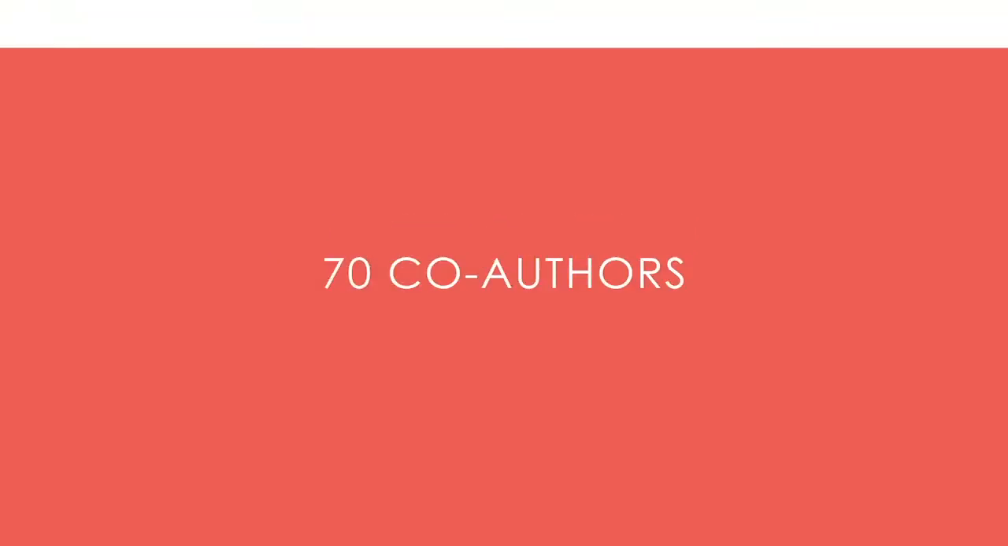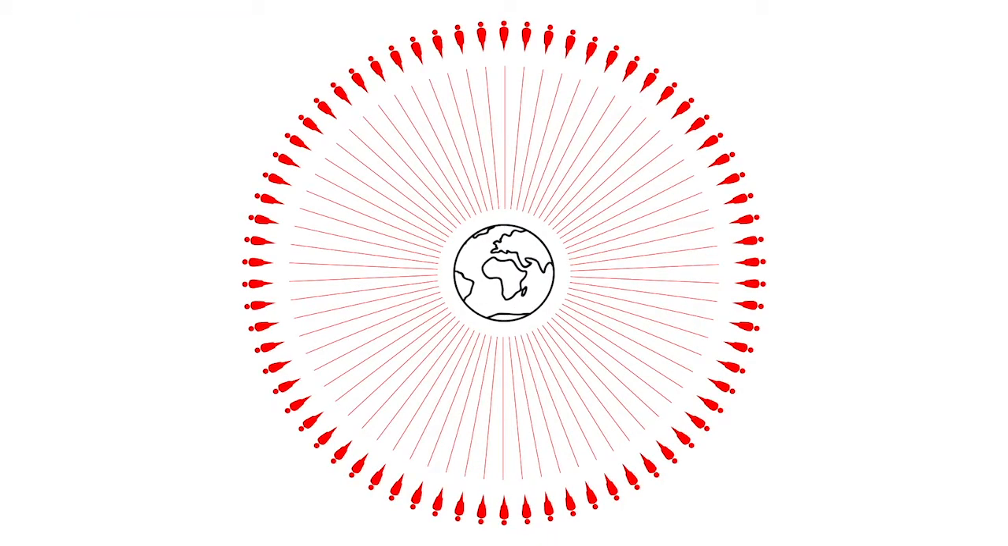So we created a network of 70 co-authors located all across the globe. And combining the data sets they have been collecting on their respective field sites, we collated a data set of over 7,000 data points. So using this network of soil ecologists across the globe, we create a data set covering all major ecotypes on the planet.